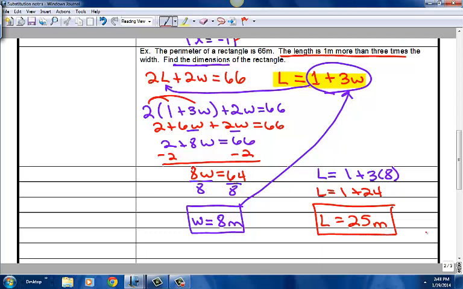Again, make sure you've answered the question. It asks for the dimensions. In this case, I'm good because I have a length and a width now. That's all there is to it.